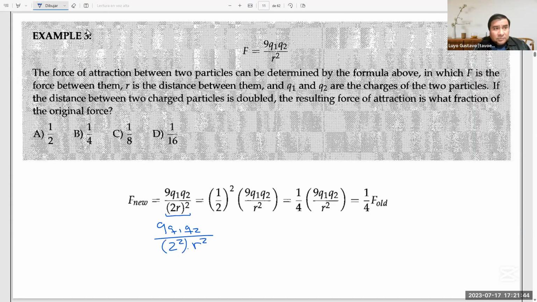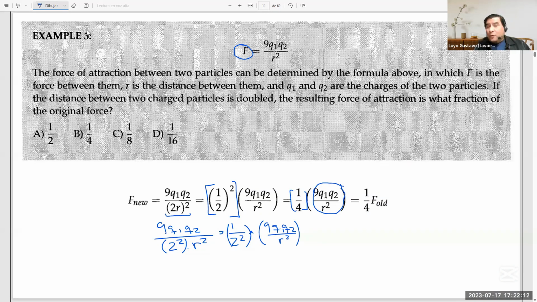If you take this out, it's exactly like this, right? 1 over 2 squared times all of this, 9Q1 Q2 over R squared. So this is the factor that we are taking out, which is actually 1/4. Since this expression matches the value of the original force F, we can say that the new force is 1/4 of the original force. So this is the correct answer choice.